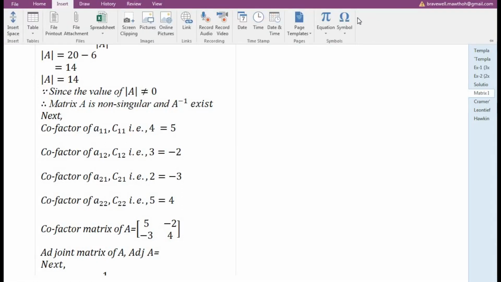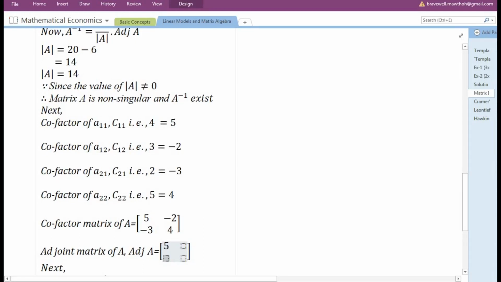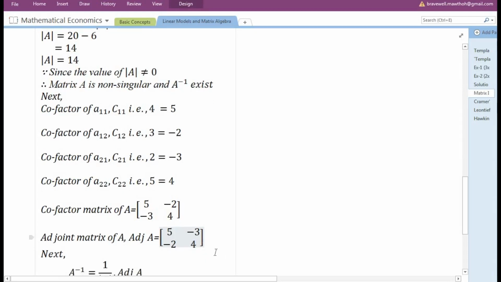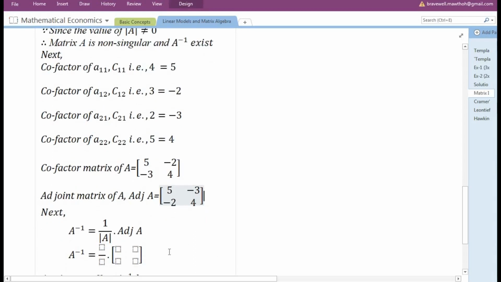So let us interchange the first row into the first column and the second row into the second column. So 5, minus 2, minus 3, 4. So we have completed the third step, which is finding the adjoint matrix of A.